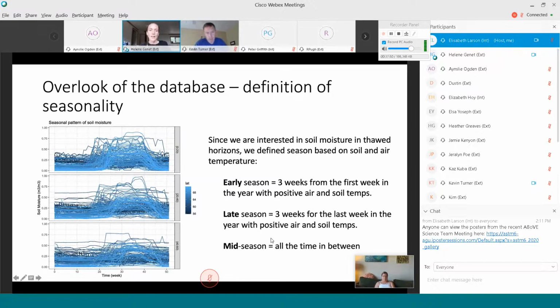The early season is the 3 weeks following the first week where you have positive air and soil temperature. The late season is the 3 weeks before the last week of the year where you have positive air and soil temperature. And the mid-season is anything in between. All right.